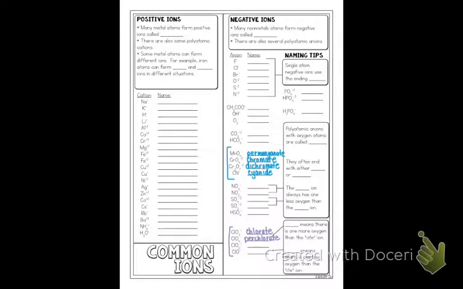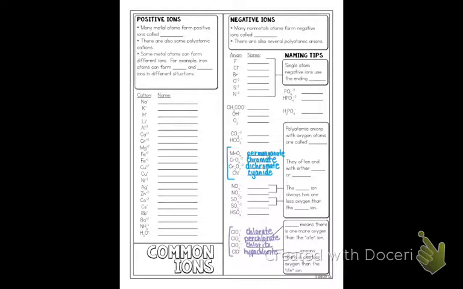Then I have chlorite, and remember, nitrate, nitrite, sulfate, sulfite. When I had one less oxygen, I had the ITE ending. So ClO2 is one less oxygen than chlorate, ClO3. So it has 2 oxygens and an ITE ending. Still a -1 charge. And then I have hypochlorite. Hypochlorite is an ingredient in bleach. So maybe your mom or you use bleach to whiten your clothes. It would have sodium hypochlorite in the ingredients.